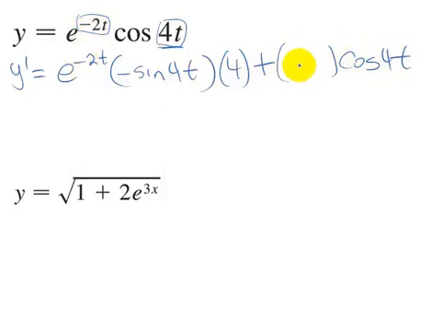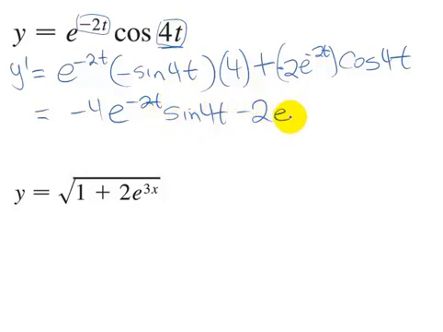The derivative of e to the something is e to the something times the derivative of the something. There's our chain rule again. The stuff inside of the e to the u was negative 2t, so we needed to multiply it by that derivative, and there's the negative 2 out in front. So we could express this as negative 4 e to the negative 2t multiplied by sine of 4t, minus 2e to the negative 2t multiplied by cosine 4t.